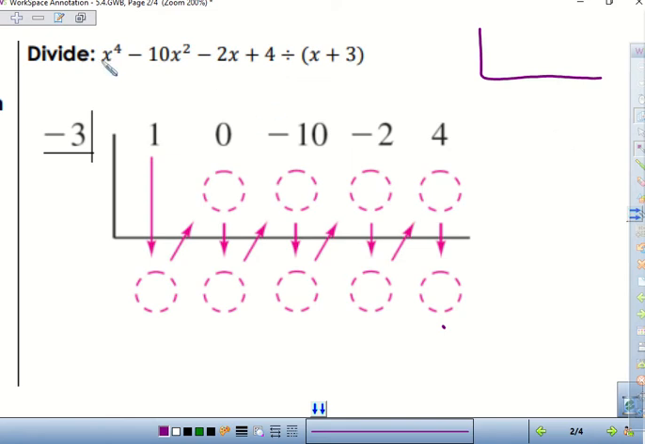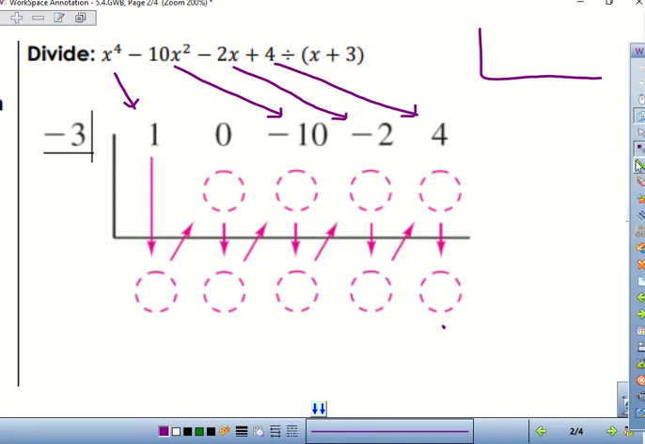So we have the coefficient of x to the fourth, which is 1. We have the coefficient of x squared, which is 10, the coefficient of x, which is -2, and then of course the constant. Now you're going to notice there's a 0 here. What do we call that? A placeholder. And it's a placeholder for the x to the third. So placeholders exist in synthetic division as well. So that's why that's there.